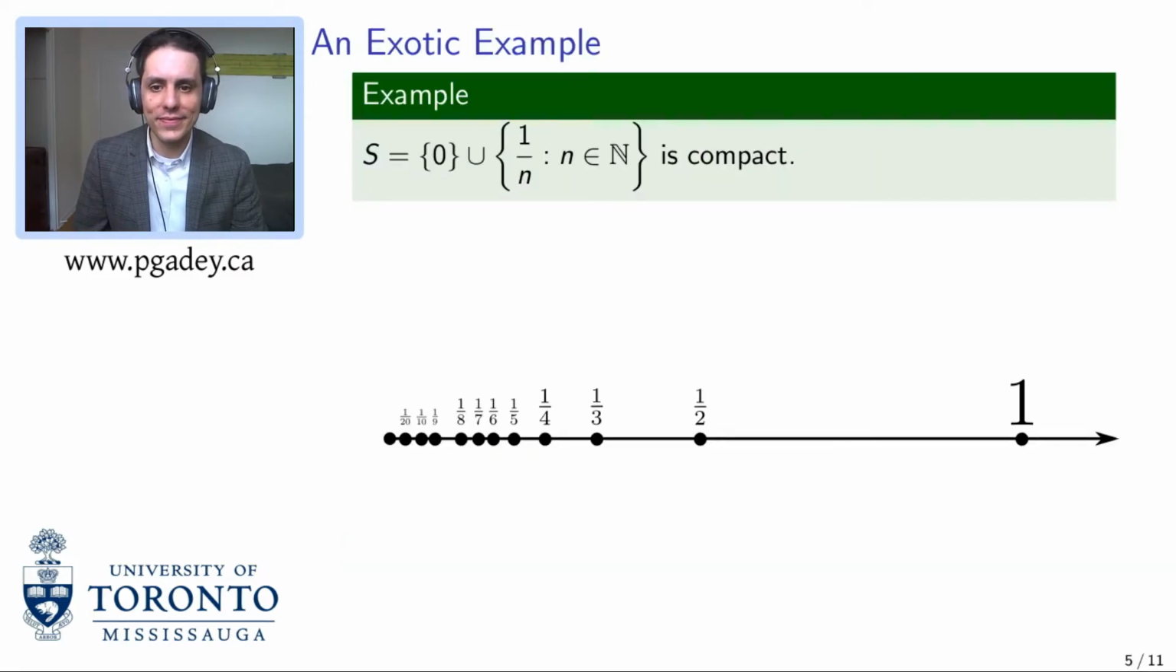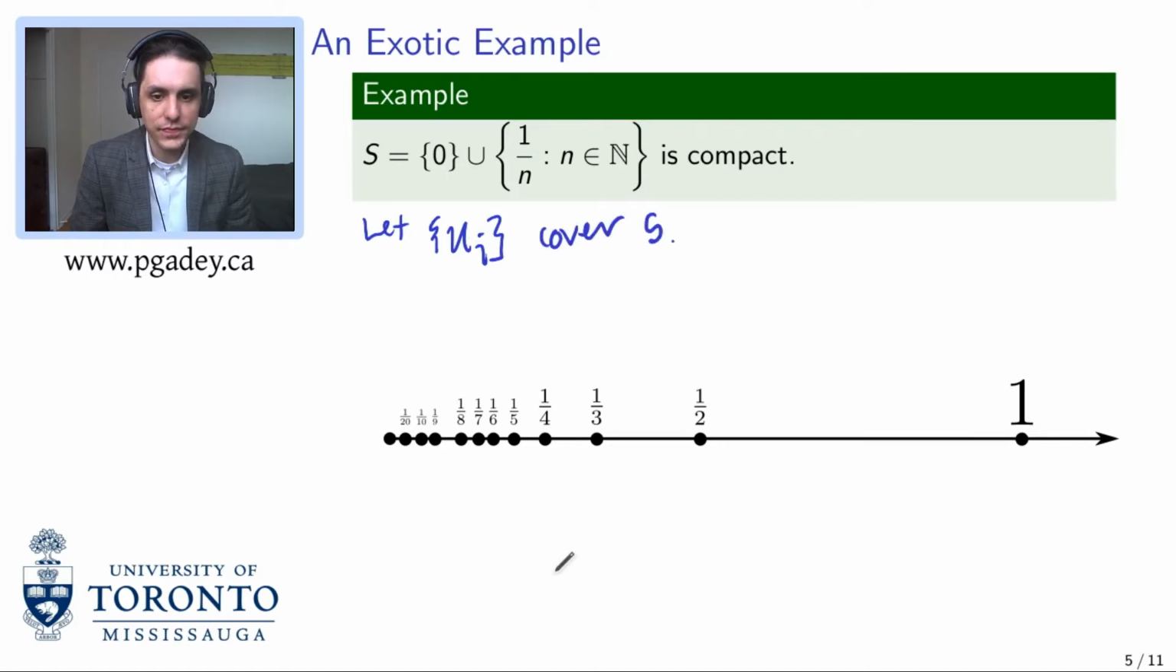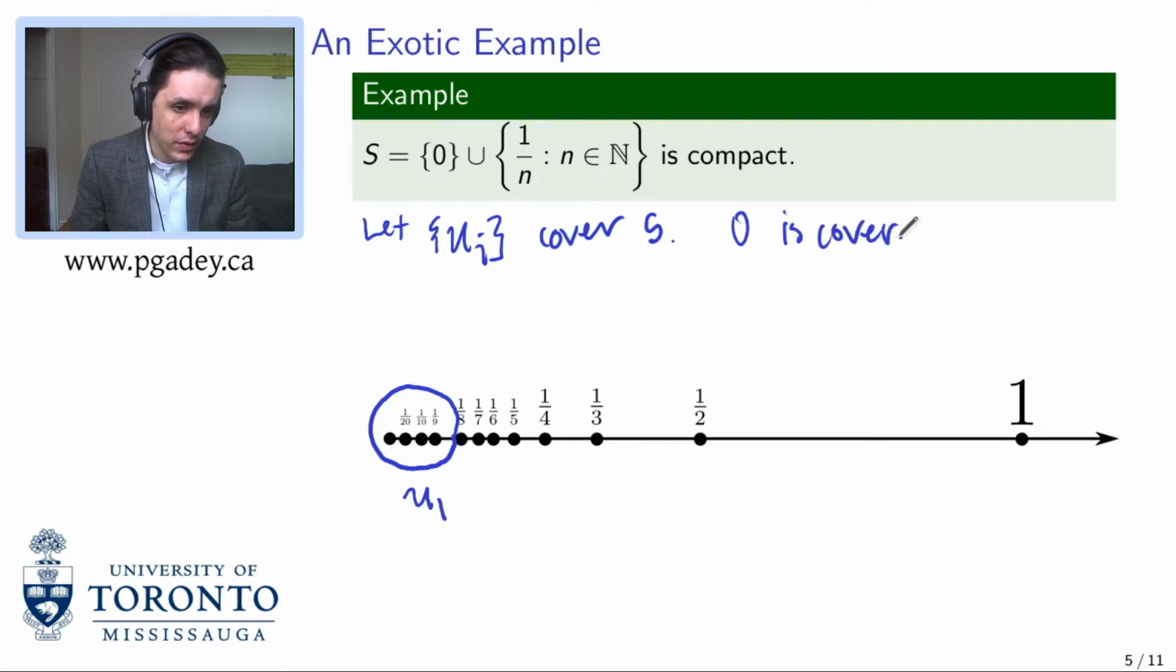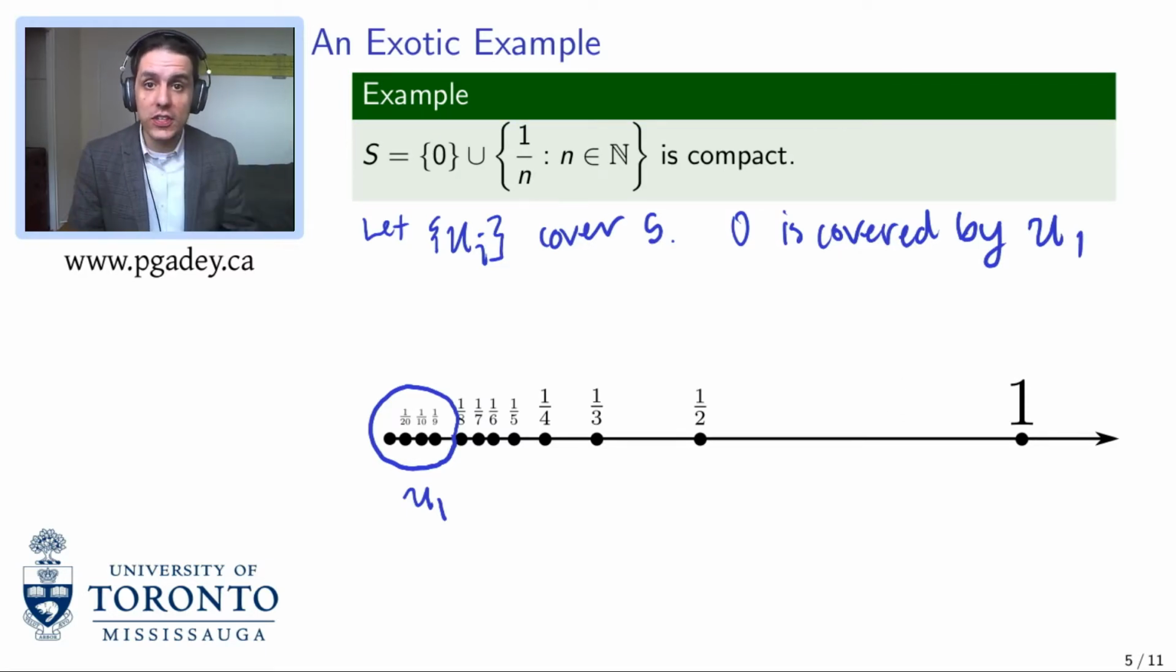Okay, let's move on. Here's a bit of a more exotic example. So this is going to be an infinite set that winds up being compact. So what do we have? We have 1 over n for all values of n, and then we have the element 0. So here's a diagram that represents this set. So what are we going to do? We're going to have some cover, so let U_i cover S. And what we need to do is argue that this has a finite subcover. So if we look at the point 0 here, it's going to be covered by some set. So we'll call this U1. So 0 is covered by U1. And now notice that 1 over n converges to 0.